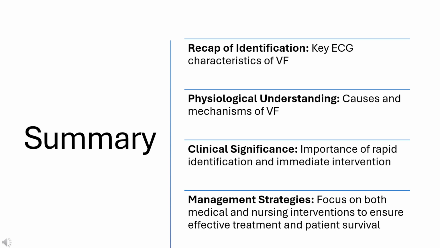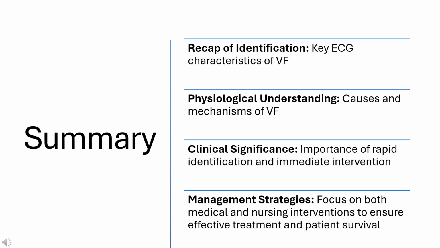VFib occurs due to chaotic and rapid electrical impulses in the ventricles, leading to ineffective contractions. The heart muscle quivers rather than contracts, resulting in no effective blood flow and cardiac output. Scar tissue from a myocardial infarction or other cardiac condition can create re-entry circuits, leading to VFib. Increased automaticity in the ventricular tissue can trigger VFib, and early afterdepolarizations or delayed afterdepolarizations due to electrolyte imbalances or drug toxicity can also lead to VFib. VFib is often associated with acute MI, severe electrolyte imbalances, and drug toxicity.